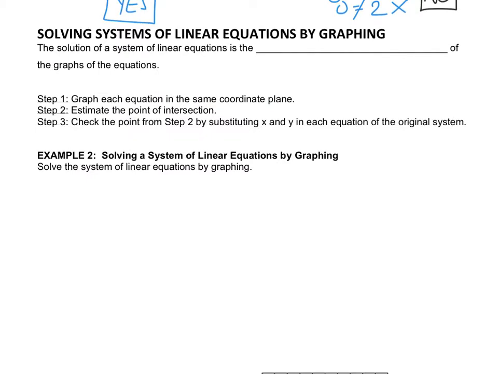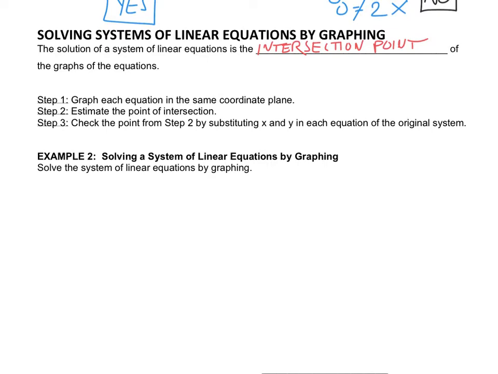So with the overview of a system solution, now let's get into the graphing method. The solution of a system of linear equations by the graphing method is the intersection point of the graphs. If you think about it, all the points on one line would belong to one equation. All the points on the other line would belong to the other equation, but they would share the same point at the intersection of the 2. So let's see how that works.